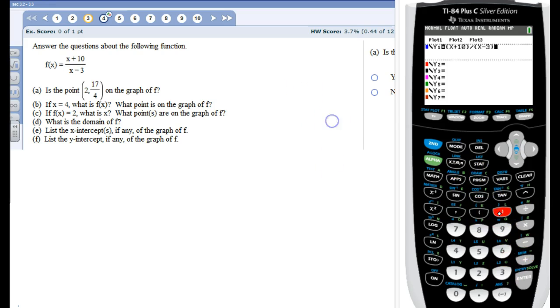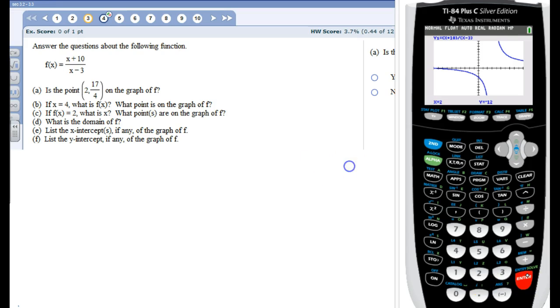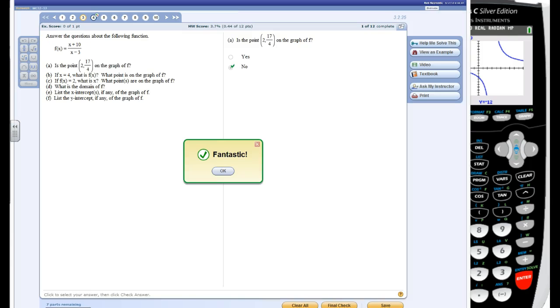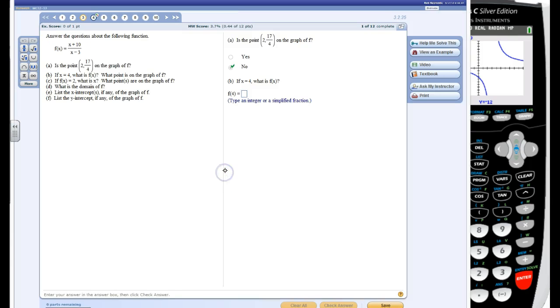So I'm going to type this function in. I'm going to hit zoom 6 because I might have messed around with my window viewing screen before, and I don't really care what the function looks like. All I want to do is find out if I let x be 2, do I get the y value of 17.4? So I'm going to hit trace, enter. Of course, I'm going to get a decimal here, 2, -12, and I can see no, -12 is not the same as 17.4, so I will answer no. And for this problem, no looks to be the correct answer.